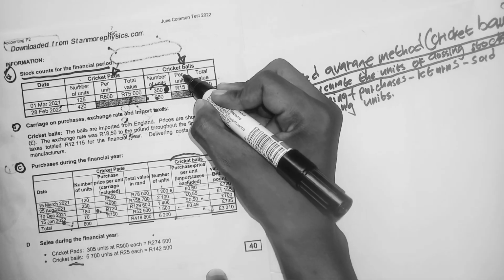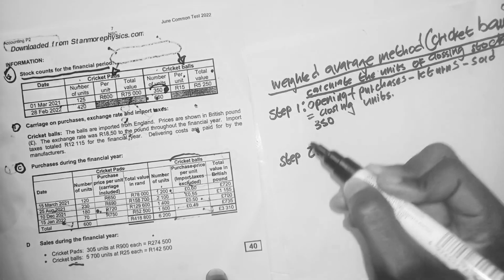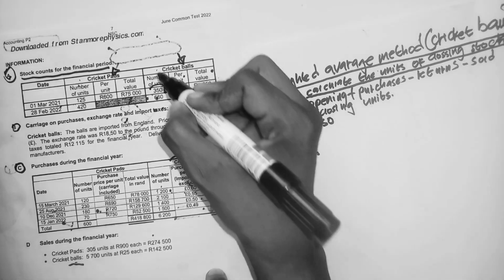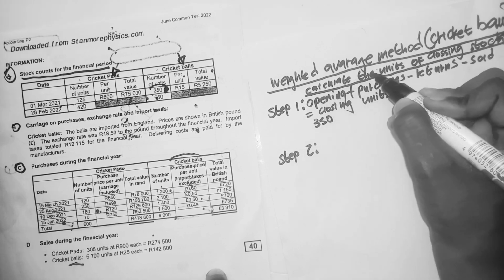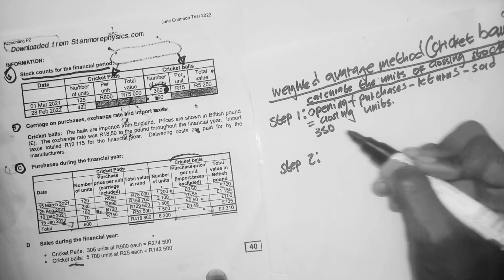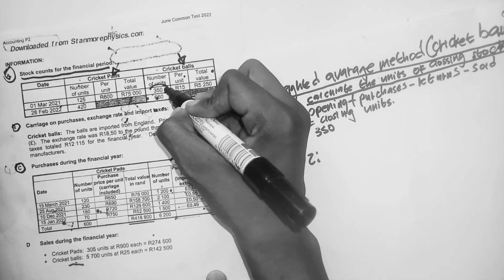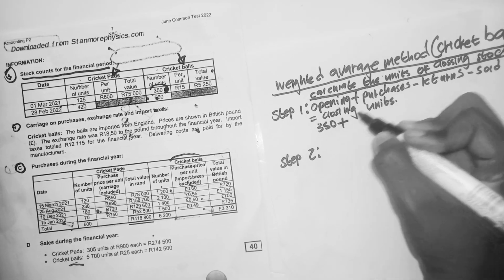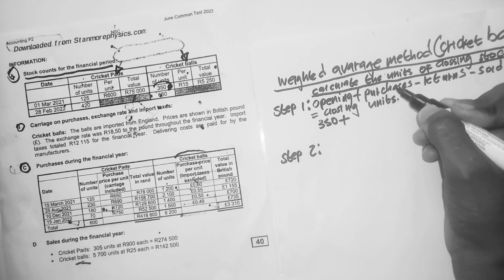You don't focus on the per unit, you don't focus on the total value. You are simply focusing on the number of units, because we want to calculate the number of units of closing stock. So we're using only units for step 1. You take opening, which is 350, then the formula says plus purchases. We're going to look at the number of our purchases.